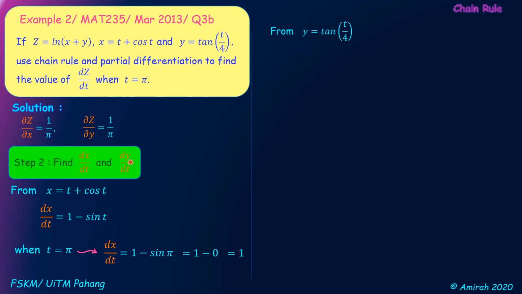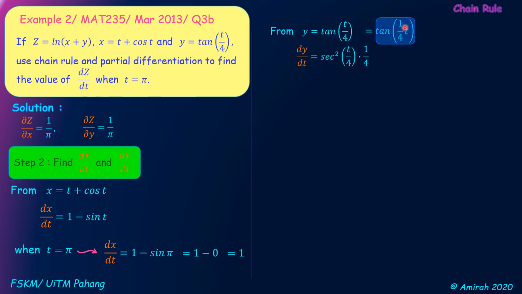We can find dy/dt by differentiating y with respect to t. From y equals tan(t/4), or we can write tan(1/4 t), when we differentiate, we get dy/dt equals sec squared of (1/4 t), or t/4, and then times 1/4.